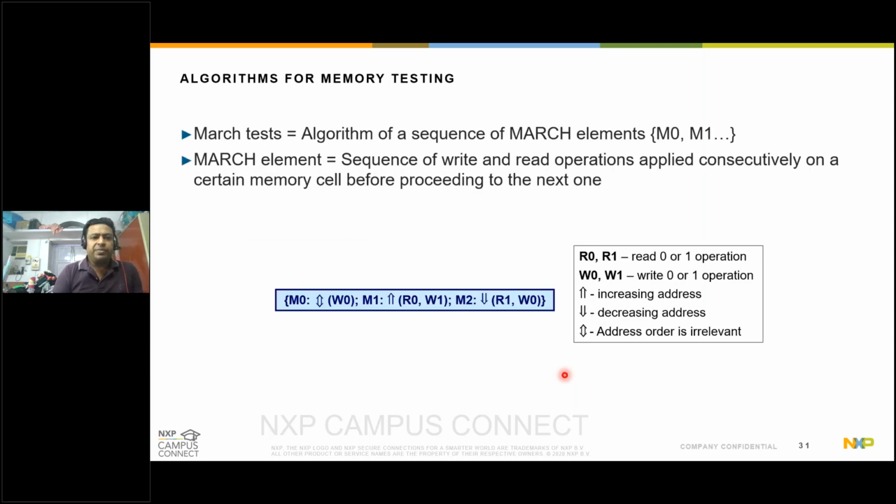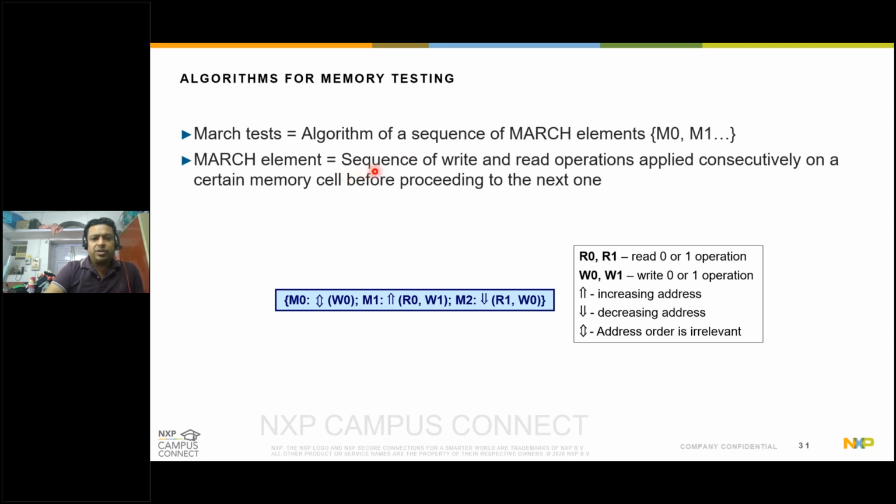How do you test your memories? Your memories are generally tested by doing a sequence of write and read operations on memory, and that is done through your March test. So March test is an algorithm, a sequence of March elements. And what is a March element?